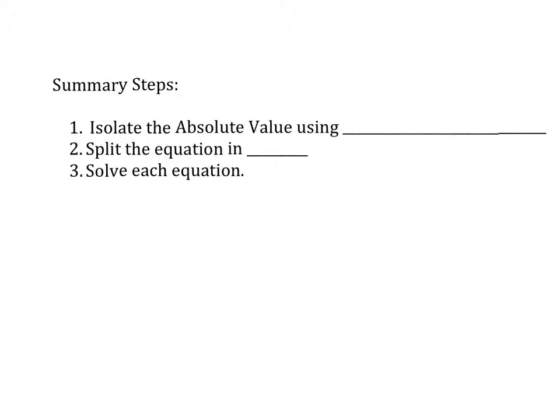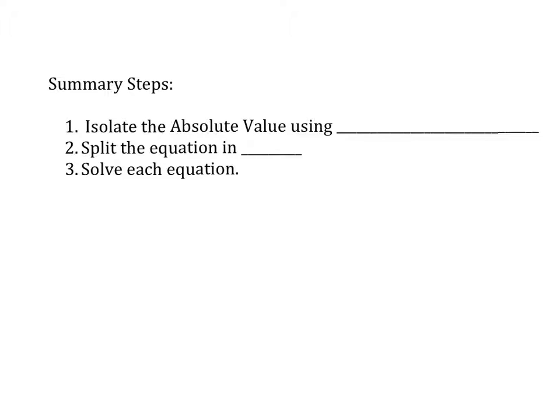Okay, so if we think back in the video to what we just watched, what were our steps? Well, our first step is to isolate the absolute value, just like we would with any variable, using inverse operations. Okay, that's our first step. And then the second step is once the absolute value is isolated, we can split the equation into two different parts, and then we want to solve each equation.